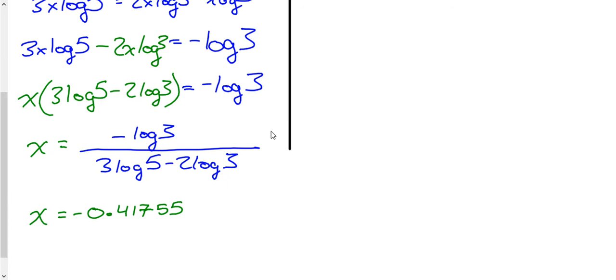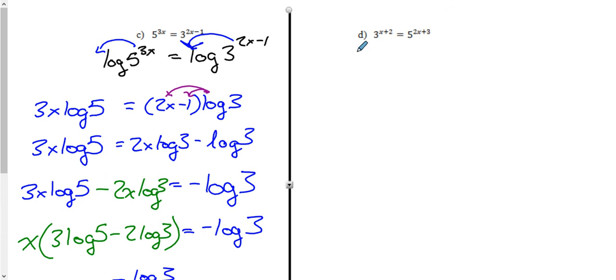For the next example, it's pretty much the same idea that we're going to work through. So this next example here, again, you don't have anything in common, you don't have common bases, so what can we do? I'm going to take the logarithm of both sides, log base 10 that is. So if I start this question off, I'm going to take the log of the left side, so I have log of 3 to the x plus 2, and on the right I'm going to take the log of 5 to the 2x plus 3.